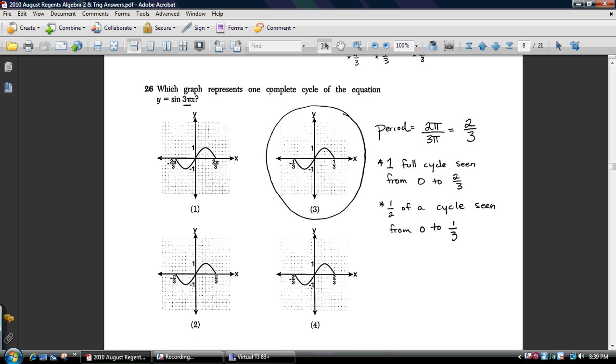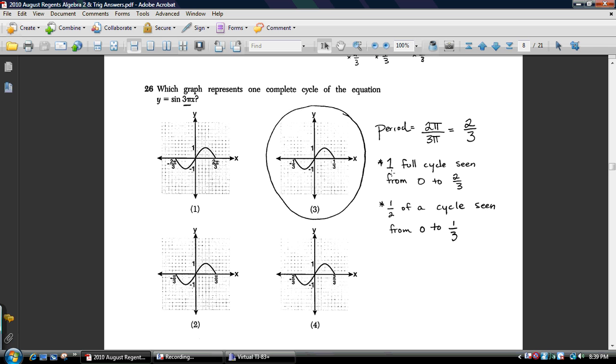Which graph represents one complete cycle of this equation? Okay. So which graph represents one complete cycle? If you notice, all these graphs look almost identical. And so what I tried to do was figure out the period of this function right here. How do you calculate period? Period is 2 pi over b. And b in this particular case is 3 pi. So if you plug that into the period formula, you get 2/3.